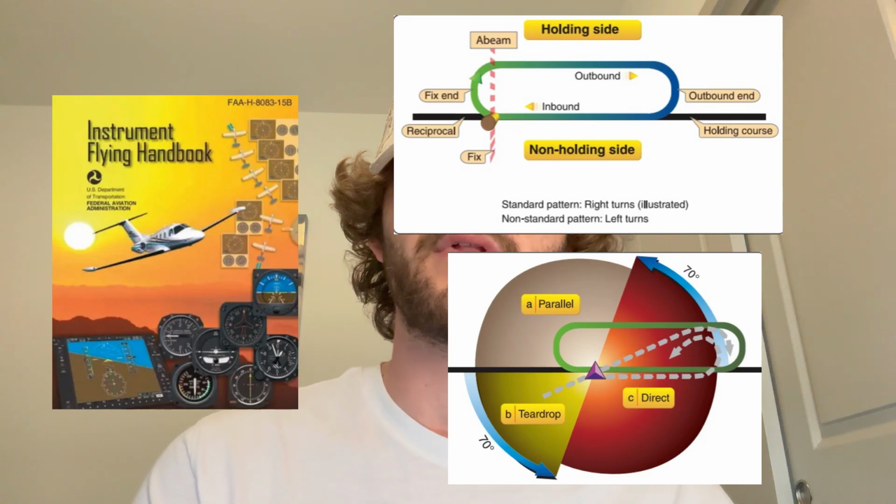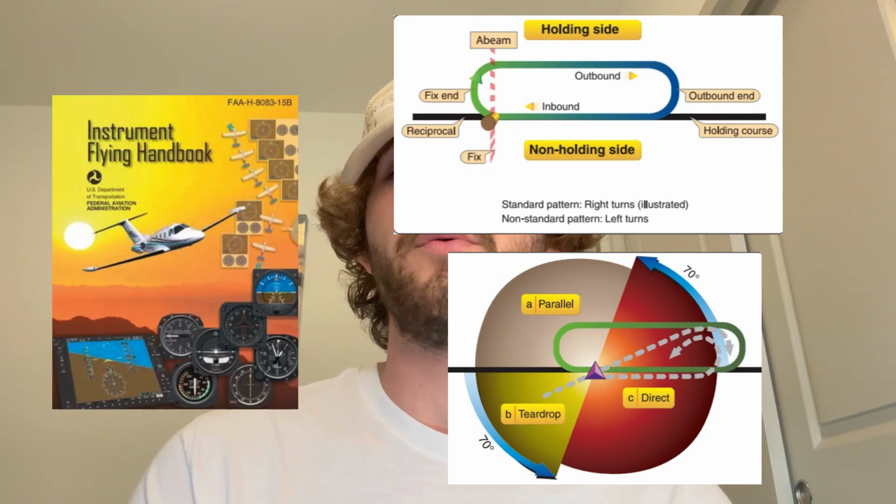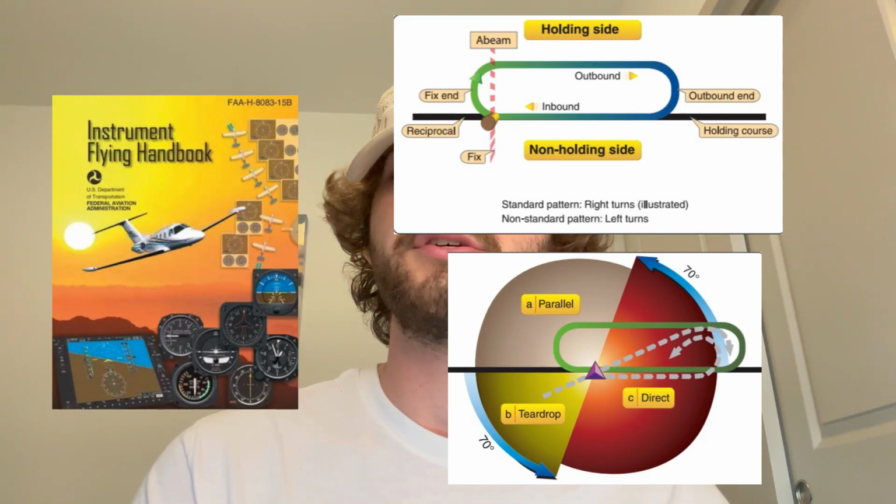In this video, we'll be going through holding procedures and how to determine which type of entry you'll be using for your hold. The best tool to learn more about holds, and where I'll be pulling all my facts from for this video, is the Instrument Flying Handbook, Chapter 10. So if you want to dig deeper into holds, you can check it out there.